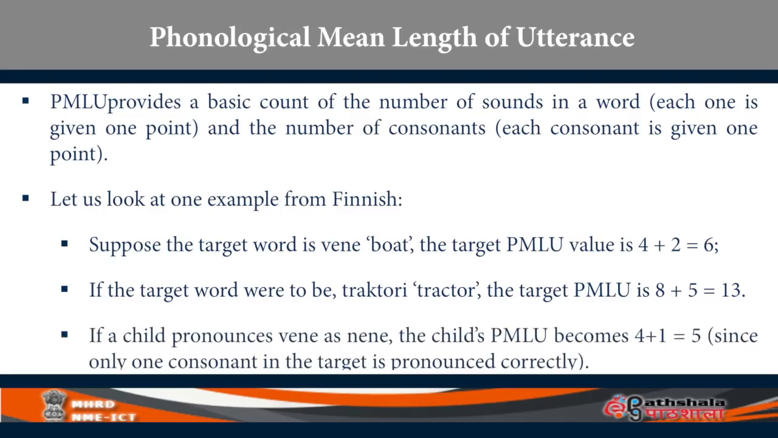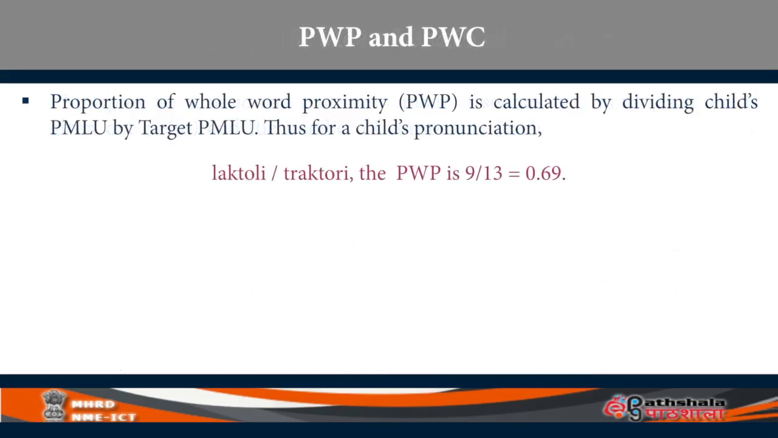Suppose you have a small child, a 2-year-old child learning Finnish. Instead of saying Vene, the child says Nene. Alright? Now by using PMLU, we can do the PMLU count for what the child says. You have 4 different sounds. Only N is correct, so add 1 for the consonant. So you get 5, since only 1 consonant in the target is pronounced correctly. Let's look at one more measure.